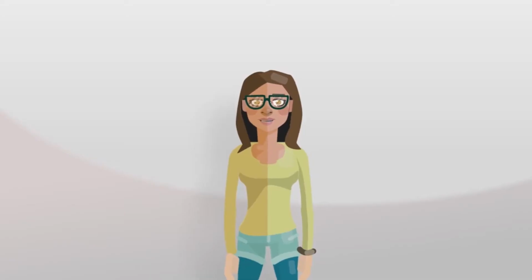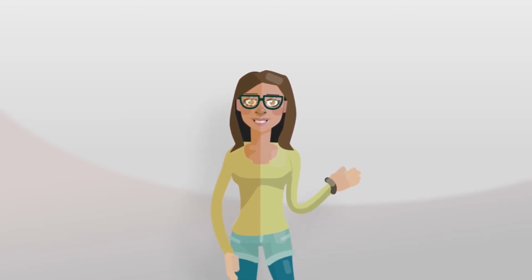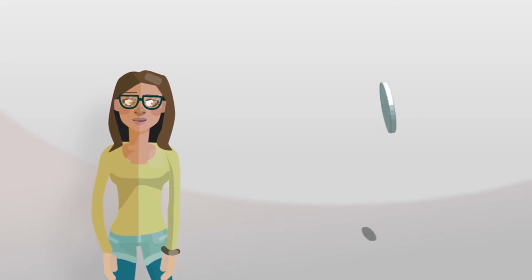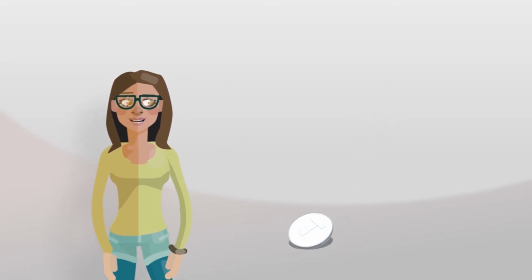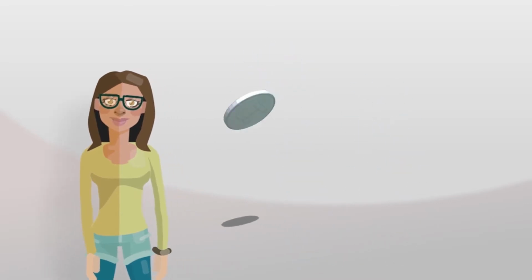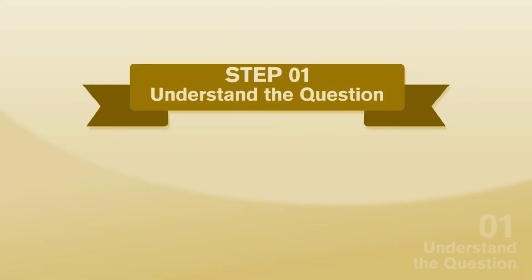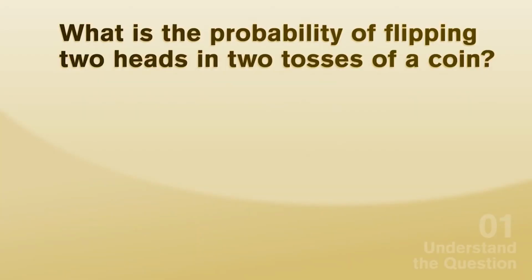This video introduces the concept of probability and how to calculate the probability of an outcome. We are asked to calculate what is the probability of flipping two heads in two tosses of a coin. Step 1. Understand the question.